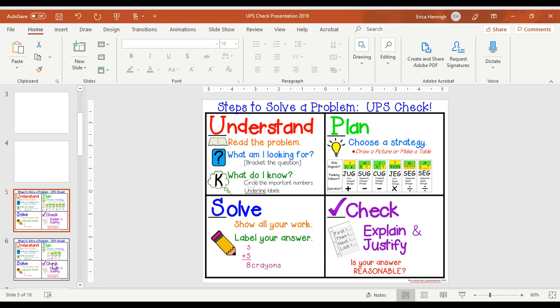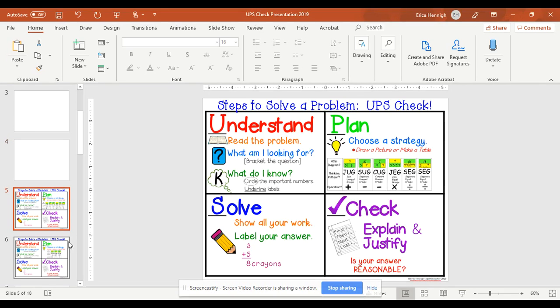So I'm going to go ahead and go into the first step, which is to understand, and that's this box right here. I always tell my kids that if they are going to understand a problem, they have to read the problem. We have a little chant that says, to understand the problem, you have to read the problem. And then they say, what am I looking for? Next to the question mark, they're thinking about what am I looking for. They go into the problem, and usually that's in the question.